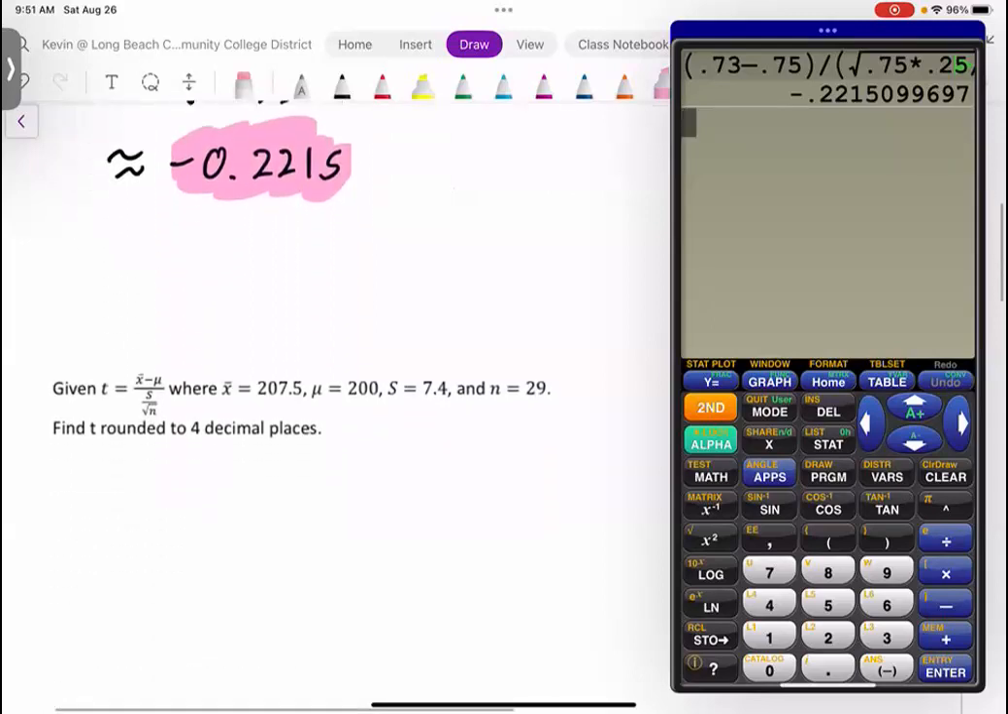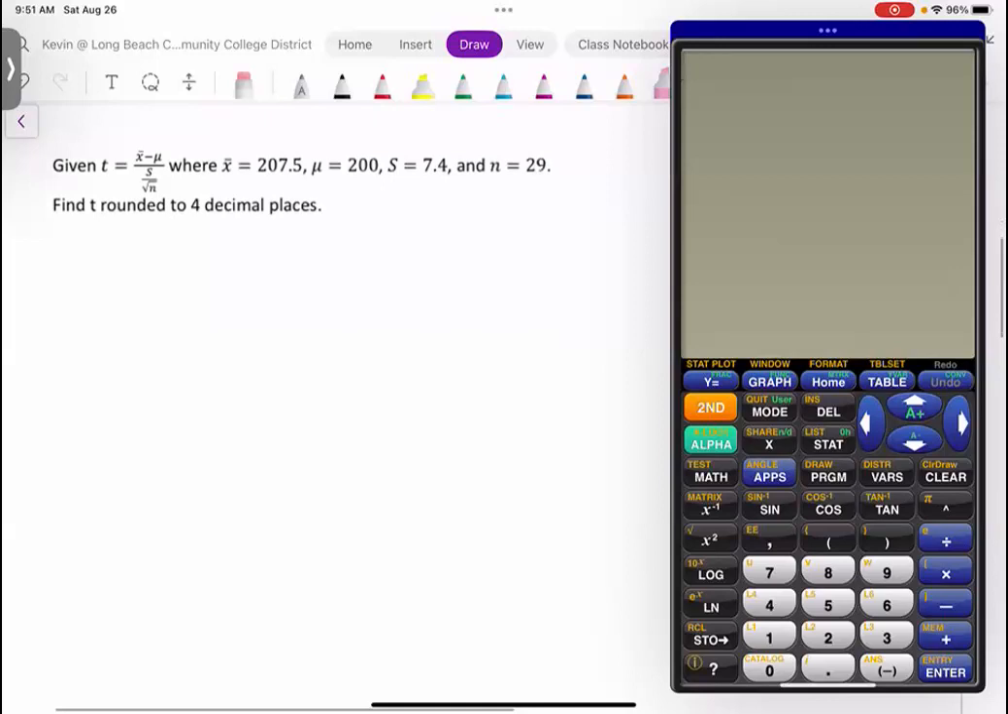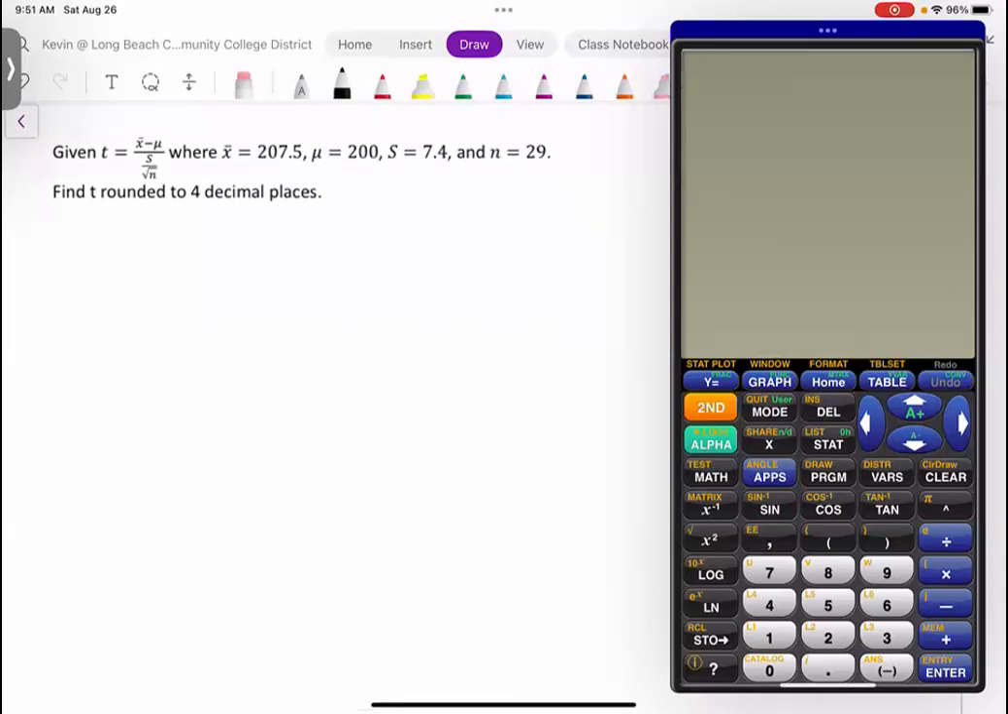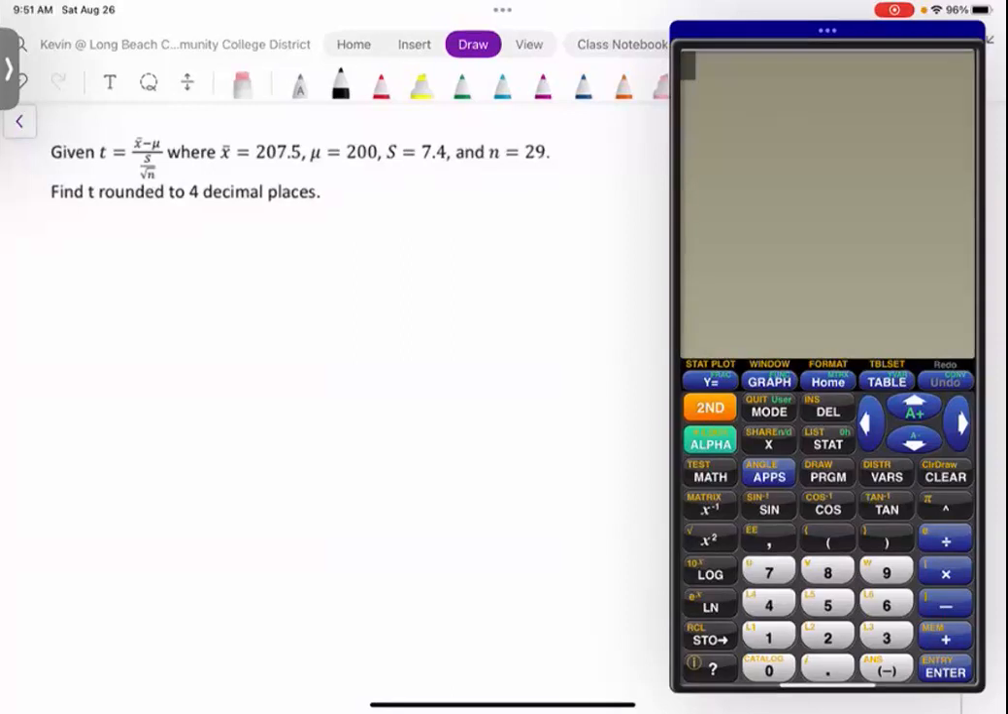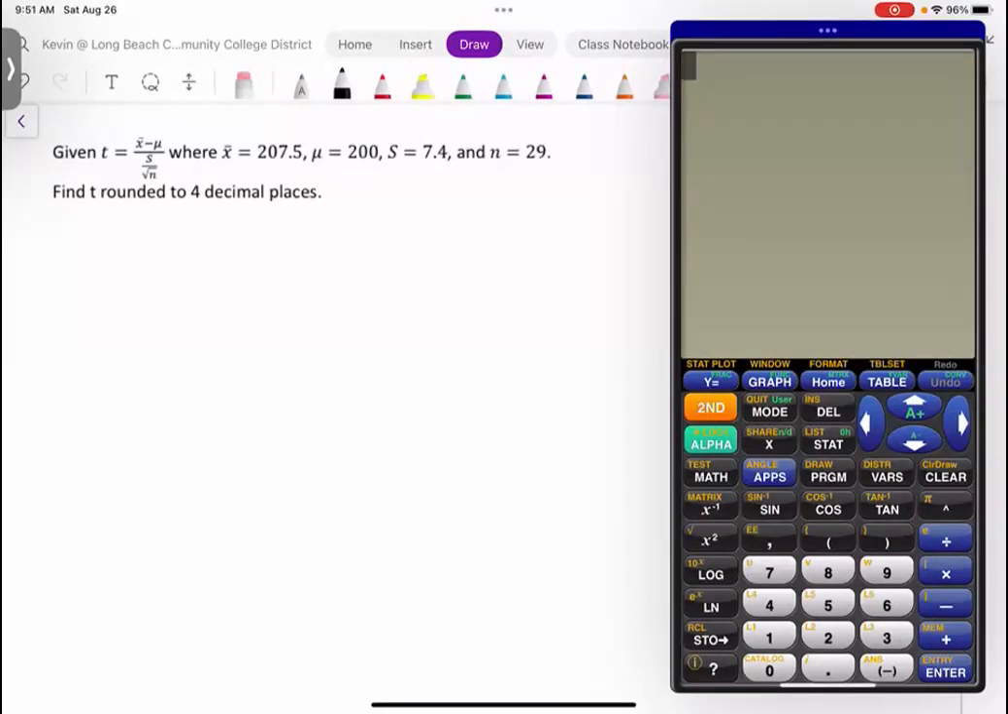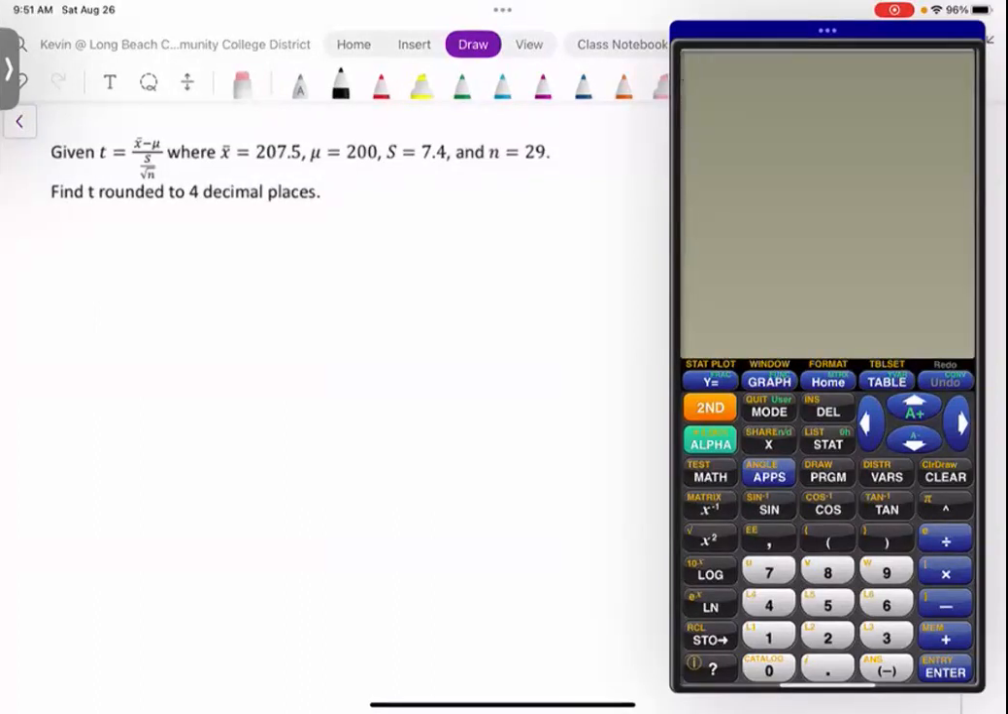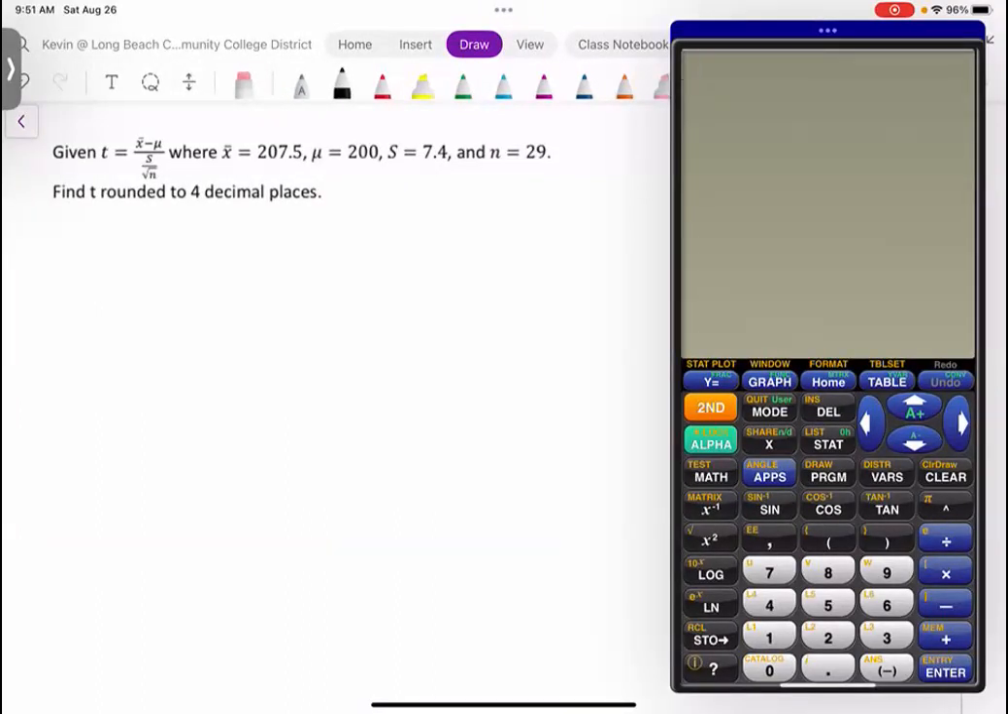Moving on. Next, we have a t, and we are given x bar is 207.5. That weird looking symbol is a Greek letter mu. That stands for the population average or mean, which is going to be 200 in this case. s, the standard deviation, is 7.4, and n is 29. So let's write this out.